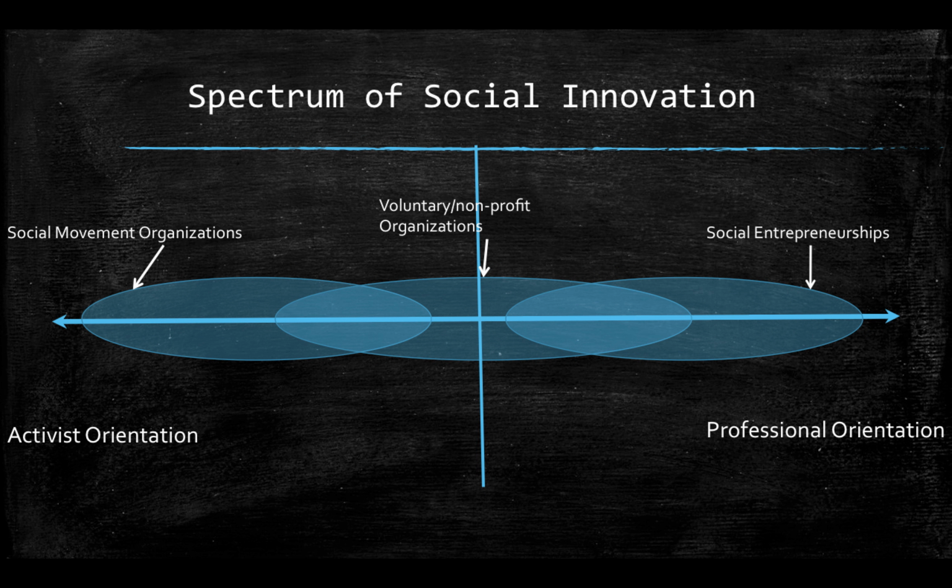And so you can go all the way from very activist groups who are associated with social movements towards voluntary non-profit organizations, as well as on the professional side, social entrepreneurships. And it's this spectrum of social innovation that makes it such a vibrant field for bringing out products, processes, innovation very broadly that tries to address particular social values of exclusion and bring different groups into the mainstream.